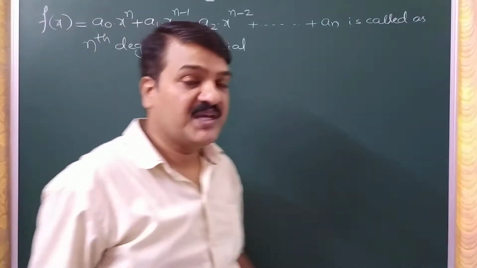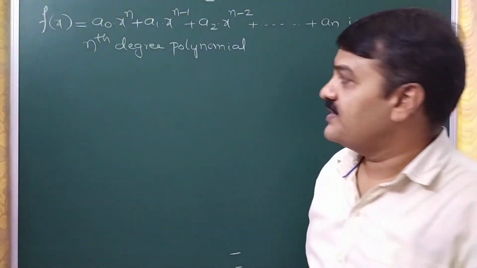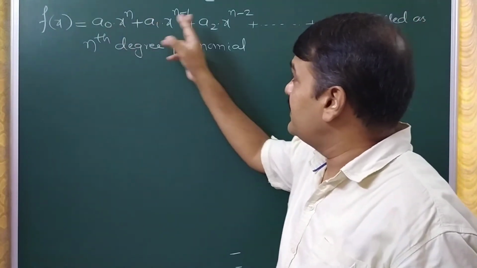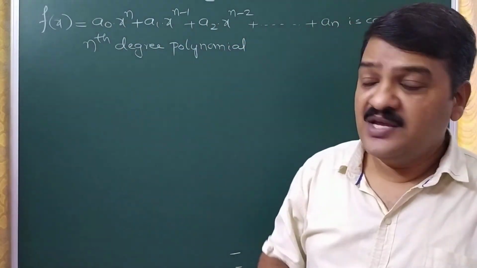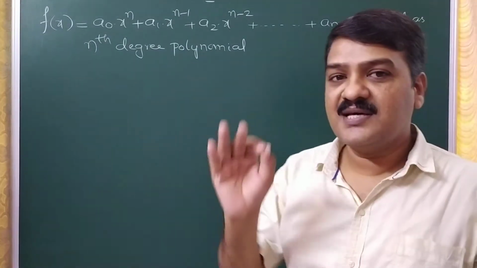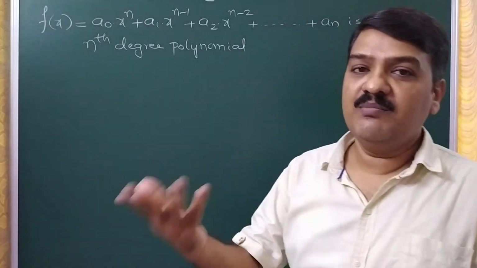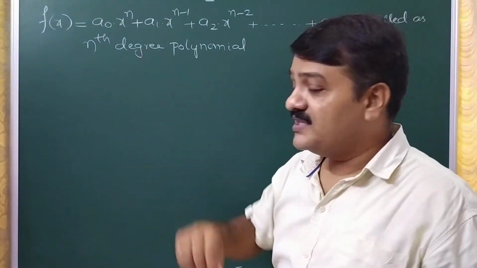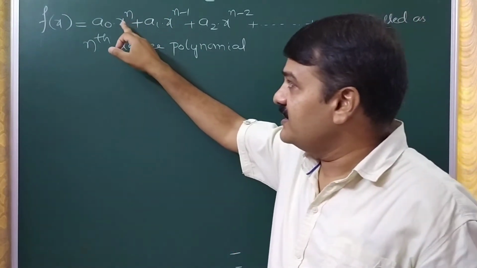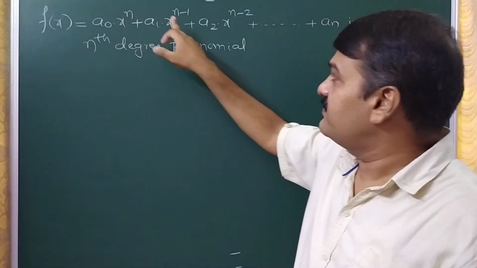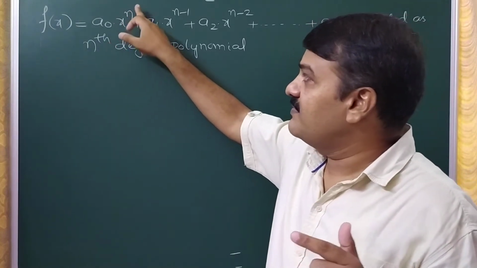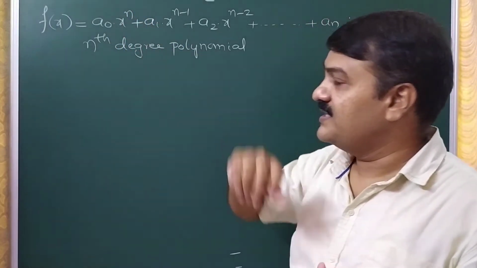For this to become an nth degree polynomial, it is very important that this a naught is not equal to 0. So what are a naught, a1, a2? All these are coefficients, a naught, a1, a2 and up to an. All these are coefficients which can be complex numbers. Now what is degree basically? Degree is the highest power of the variable. The variable here is x, and the highest power of the variable, clearly you can see, is n. So the highest power of the variable is n, therefore we are writing nth degree.